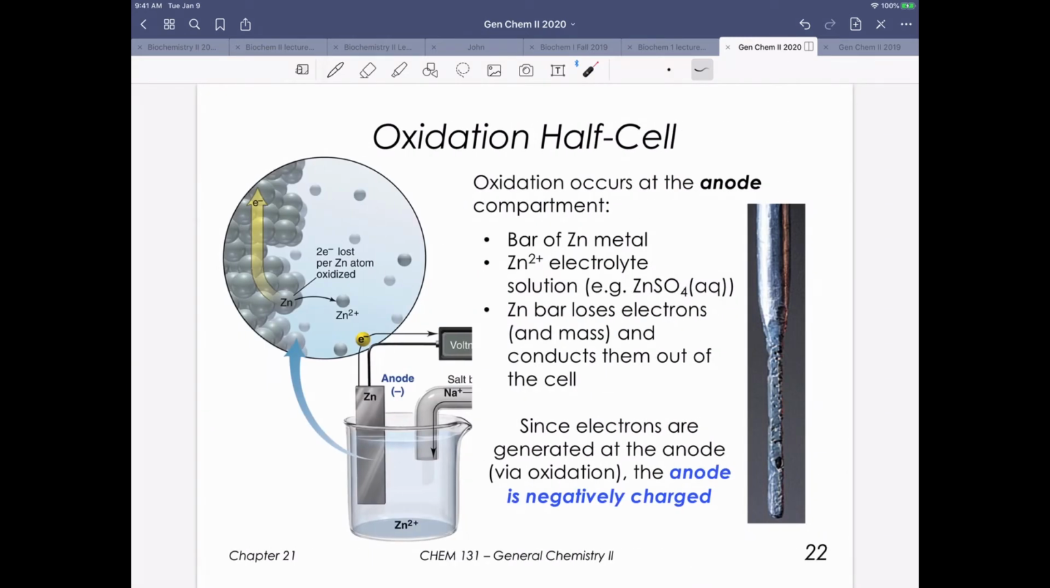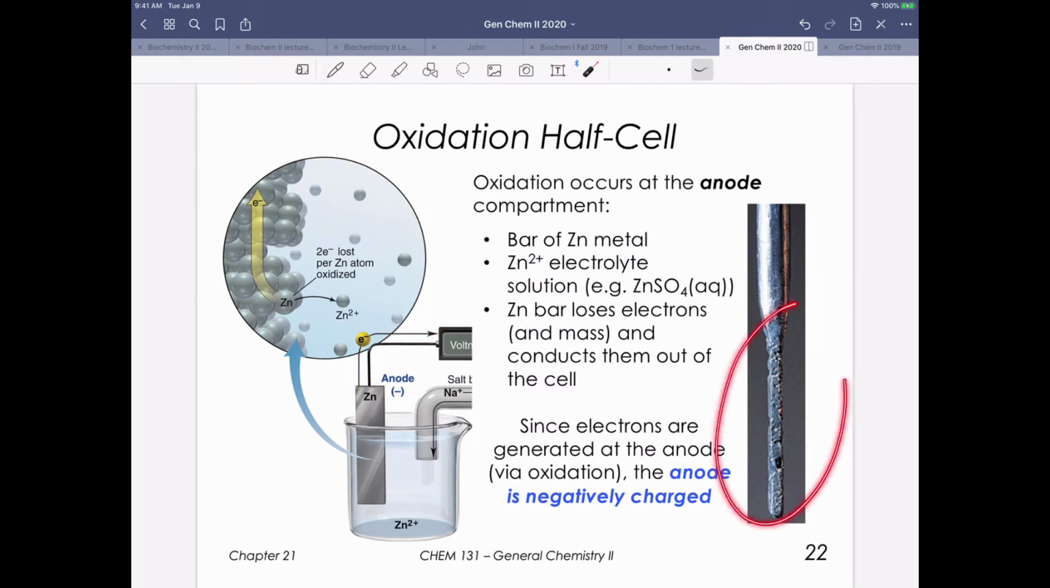So let's talk about our anode compartment first. Again, that's where oxidation occurs. That's where we're going to have a zinc metal bar as our electrode. We're actually going to generate zinc ions as our electrolyte in solution. Remember, we don't start with any zinc ions in solution, but they're going to be generated through our chemical reaction here. Again, we can see this chemical reaction here. So zinc, that's part of our electrode, is going to lose its electrons, and it's going to generate zinc ions in solution. So asking questions about what happens here, we're going to see that the zinc electrode is actually going to lose electrons, and it's also going to lose mass.